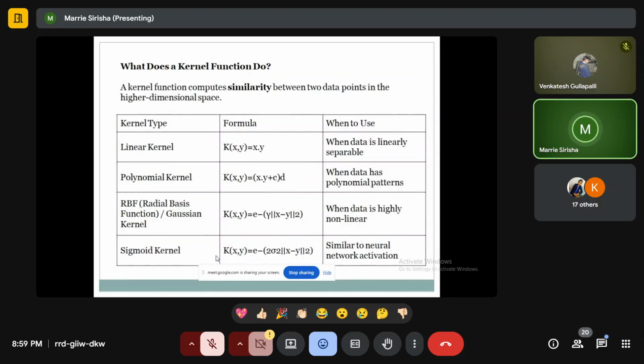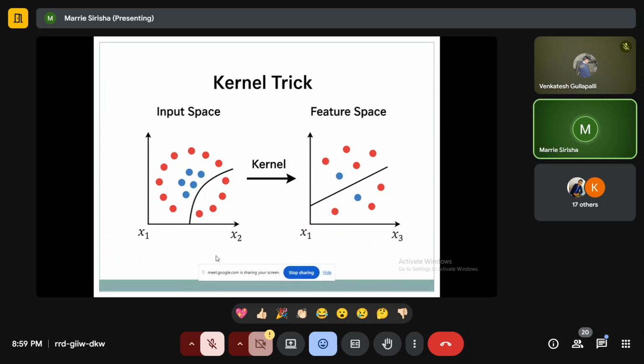And you have to remember these formulas: when you are using linear kernel, when you are using polynomial kernel, and when you are using radial basis function, that is also known as Gaussian kernel, and sigmoid kernel. You need to know clearly. This is the kernel trick. You can explain with a diagram.